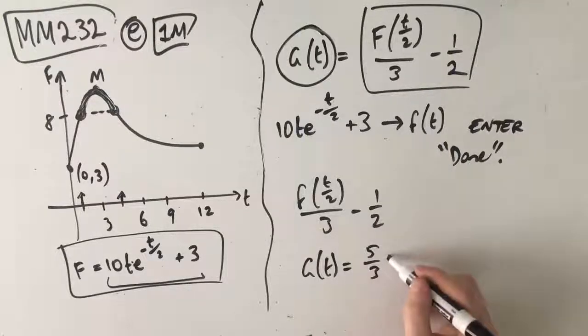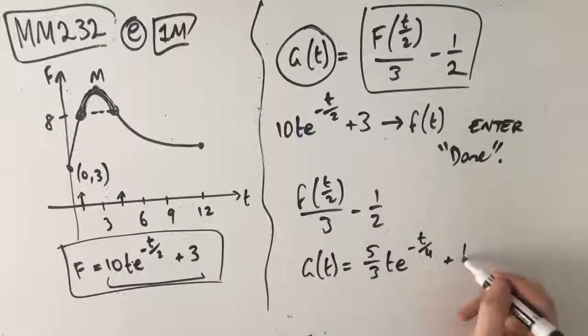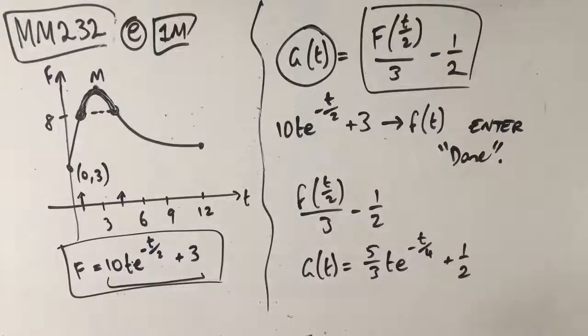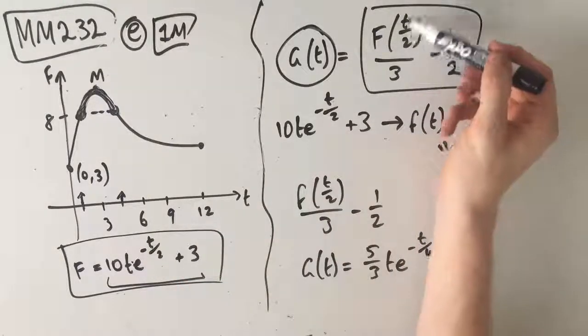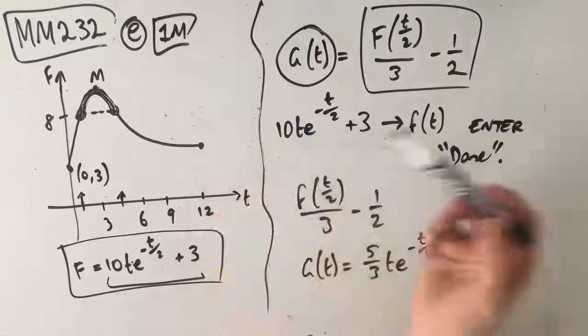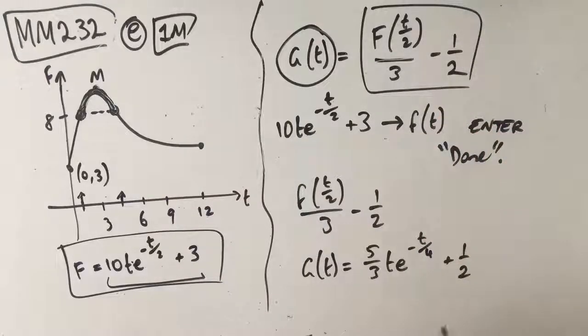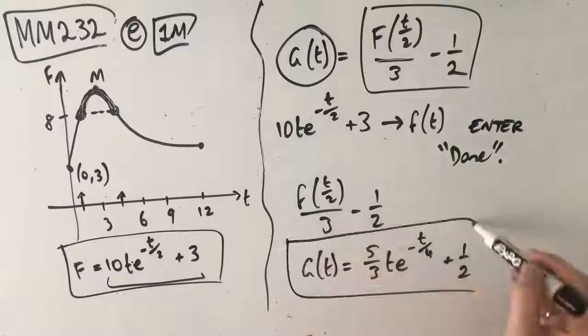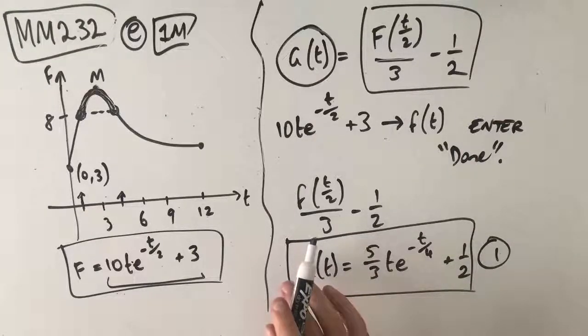So it will give you G of t there, which is then G of t equals 5 over 3 t e to the negative t on 4 plus 1/2, right? Basically what we're doing here is we're getting our f of t, we're subbing t on 2 in for all of our values of t, and then we're dividing that by 3 and then minusing 1/2 from it. So this is our final answer. That's 1 mark, and that's it for MM232.